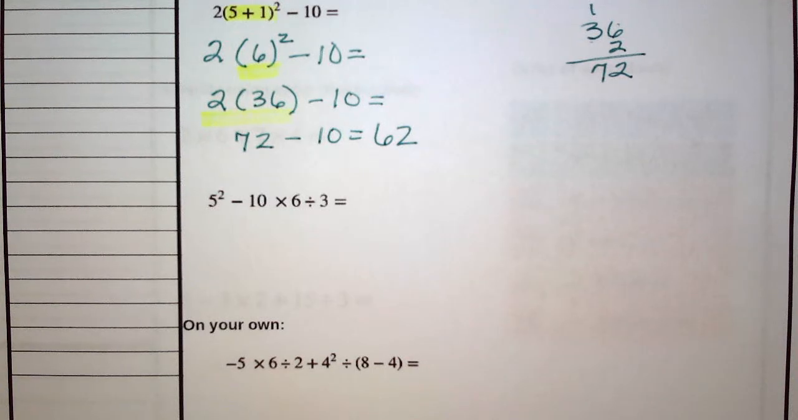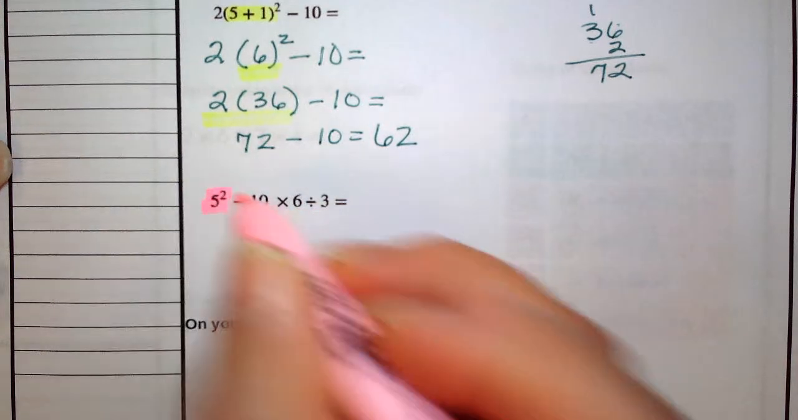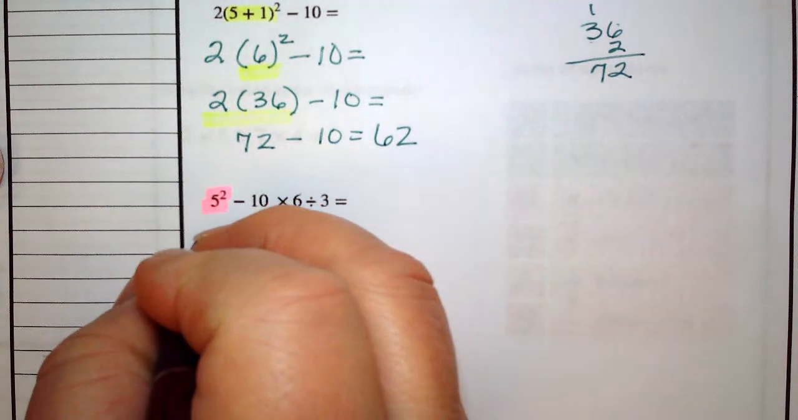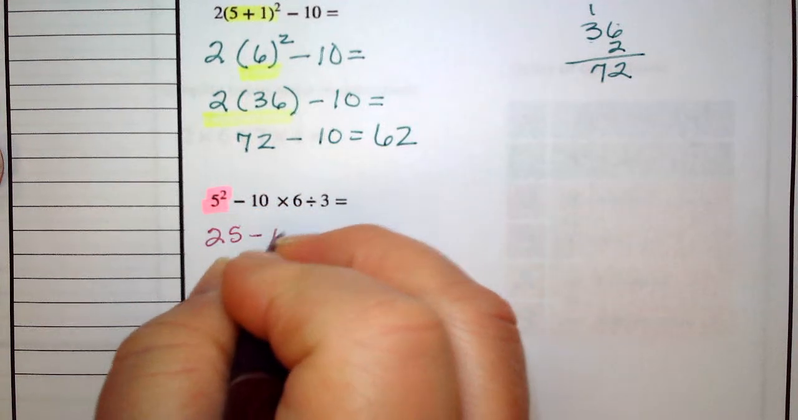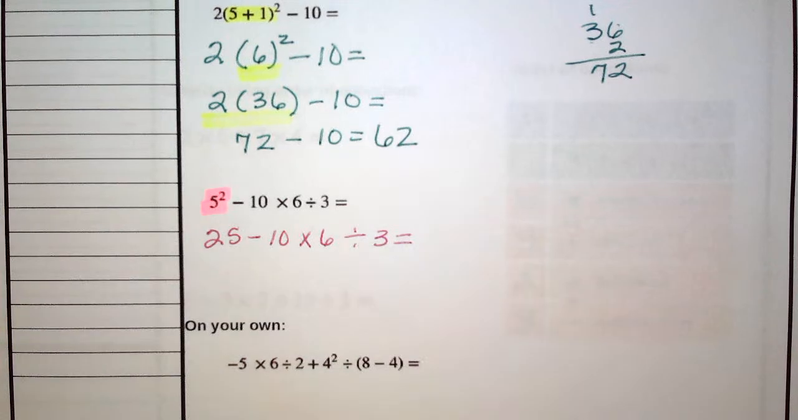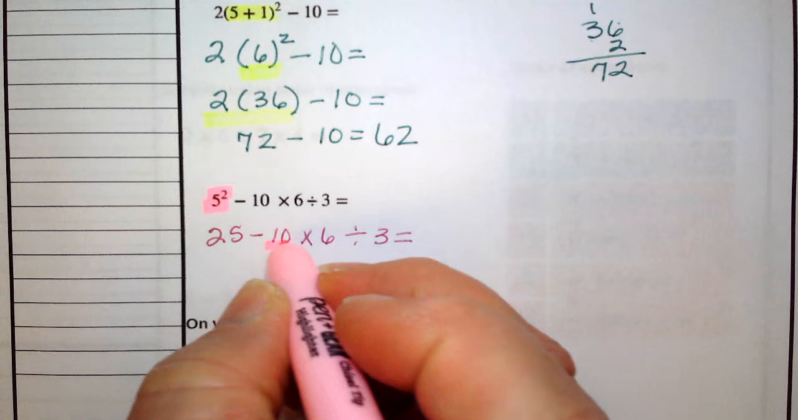Okay, step 1. Do I have any parentheses? No. Do I have any exponents? Yes. So 5 squared, 5 times 5 is 25. Minus 10 times 6 divided by 3. Do I have any more exponents? No. Do I have multiplication or division? Well, I have both. Which one do I do first? I do the one that I see first in my equation.